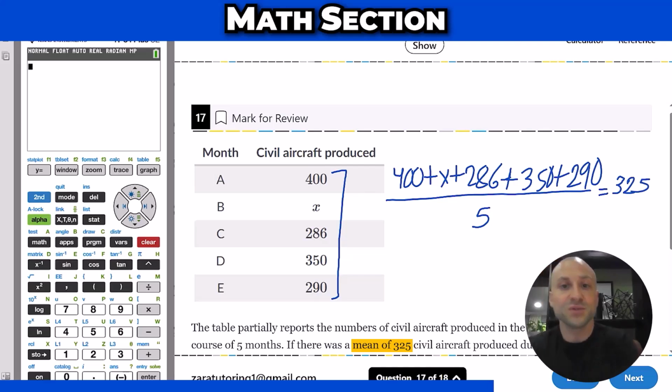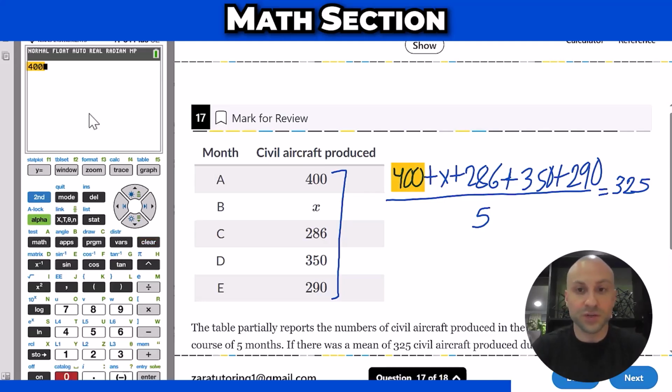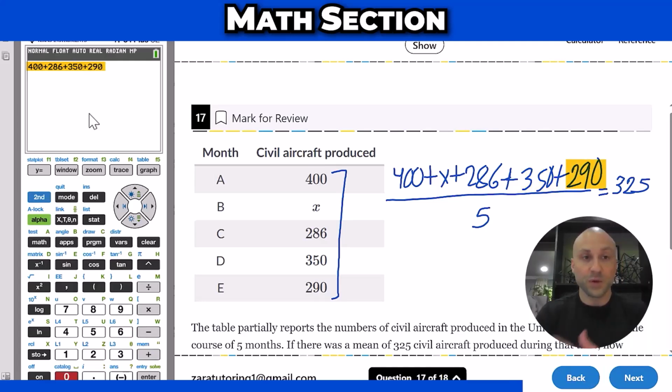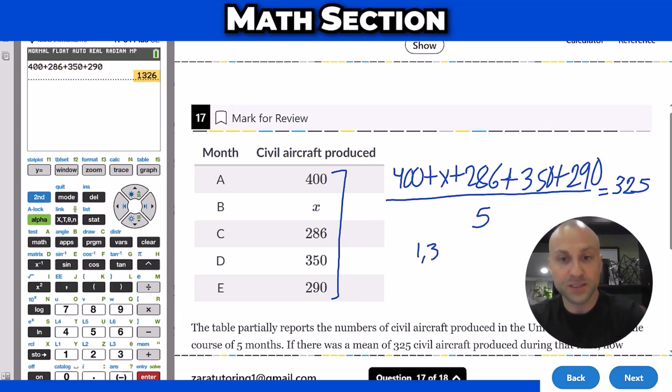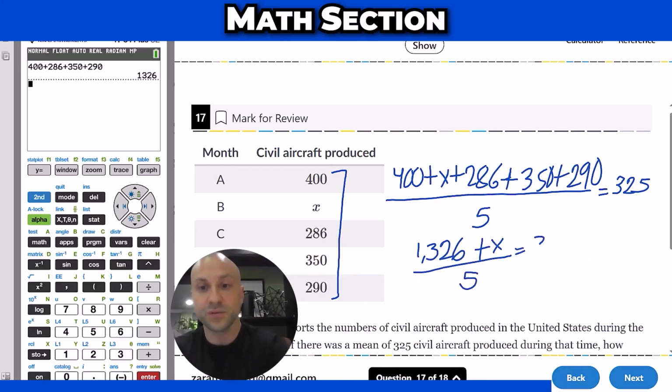Now, if we're not sure what to do from there, we'll at least combine like terms. It's a pretty common thing to do. So we'll add the 400, the 286, the 350, and the 290. Whether you use your calculator or the Desmos calculator, either way, you're going to get 1,326. And then we'll put that plus X over 5 is still equal to 325.